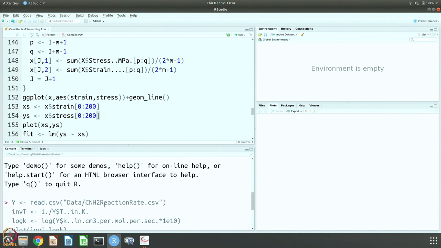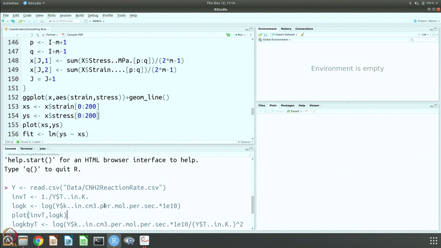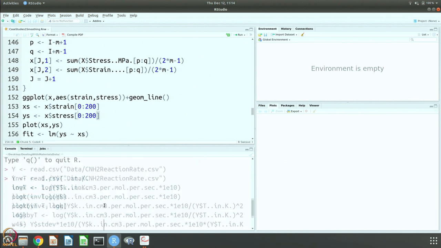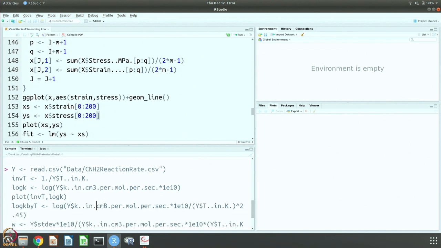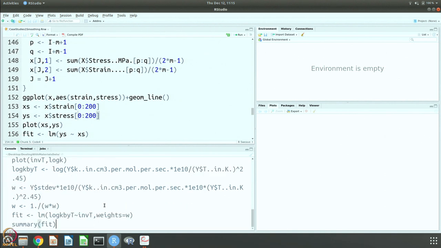So, first we are going to read the data, and inverse T is nothing but 1 by T, and log K is nothing but the K value, and it is 10 power 10, remember. So, we can plot inverse T versus log K, and log K by T is nothing but logarithm of K divided by T to the power 2.45.